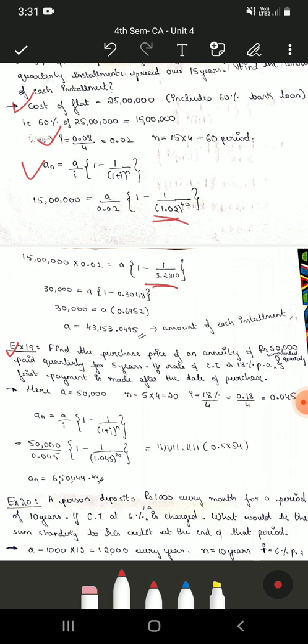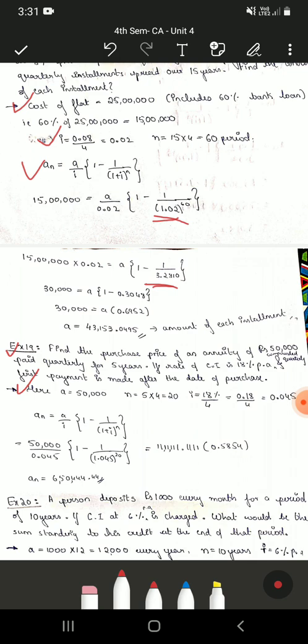So the 19th problem is: find the purchase price of an annuity of rupees 50,000 paid quarterly for 5 years, if the rate of interest is 18% per annum compounded quarterly and the first payment is made after the date of purchase. This type of question was asked in previous years.